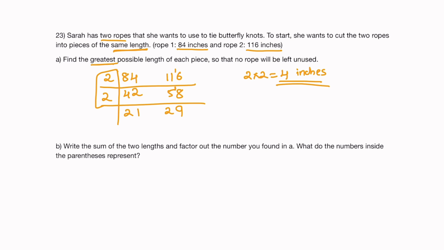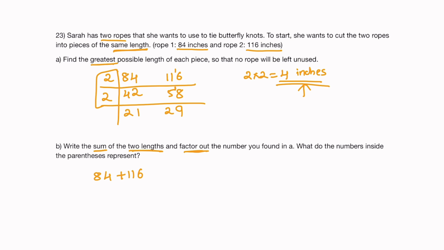Write the sum of the 2 lengths and factor out the number you find in A. So basically, we have to write both the lengths as a sum. So let's start doing that. 84 plus 116. And what does it say further? Factor out the number you found in A. You have to factor out this number.